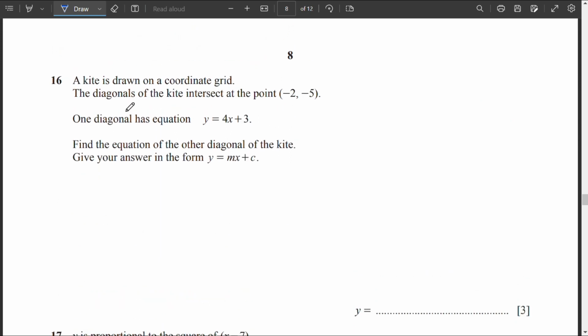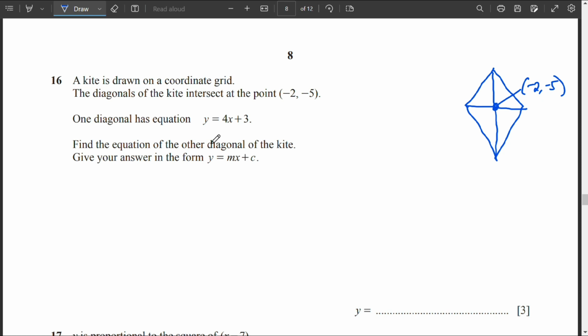Now see, a kite is drawn on a coordinate grid. The diagonals of the kite intersect at the point (-2, -5). So see, the kite is something like this. You can consider this as the kite, and these are the diagonals. The point of intersection of these diagonals is (-2, -5).